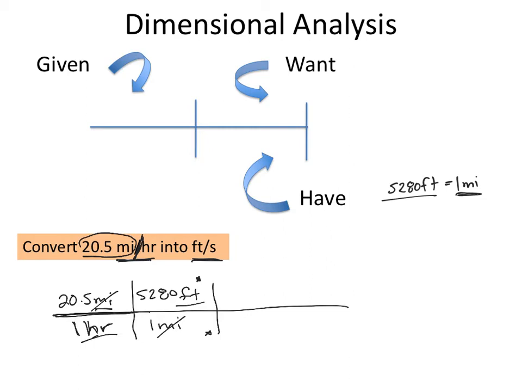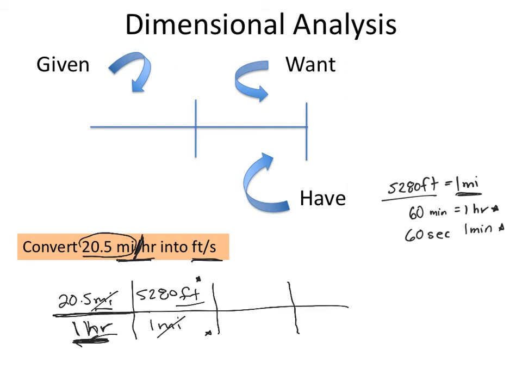But obviously, feet per hour is not what I want to be in. I want to be in feet per second. So I need to do additional steps to convert this portion into seconds. Okay, so I know that there are 60 minutes in 1 hour, and I know that there are 60 seconds in 1 minute. I can now use these conversion factors in order to get this hour into minutes.